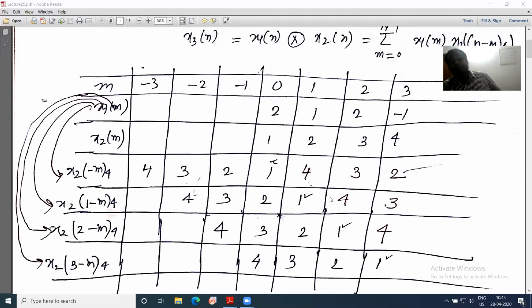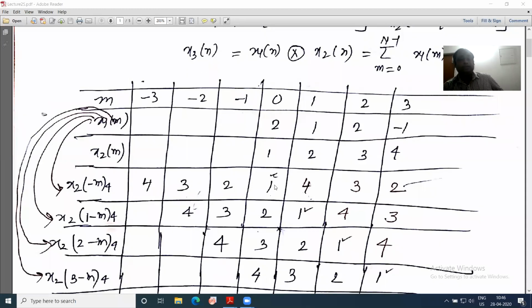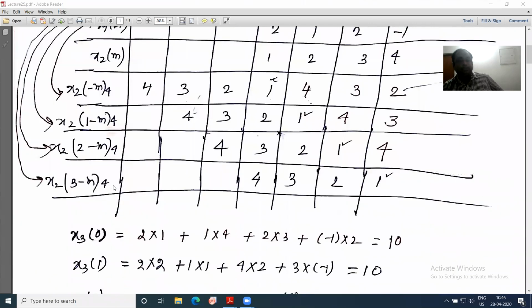Good. So what I am saying is, how do I note x2 of minus m, I will start from 0. x2 of 1 minus m, I will start from 1 and write in this order 1, 2, 3, 4. 2 minus m, I will start from 2, write 1, 2, 3, 4. 3 minus m, I will start from 3, 1, 2, 3, 4, like this. Then while filling up these blocks, first I will fill 4 here, then 3 here, then 2 here, then 4 here, then 3 here. Now you have to multiply x1 of n with x2 of minus n.